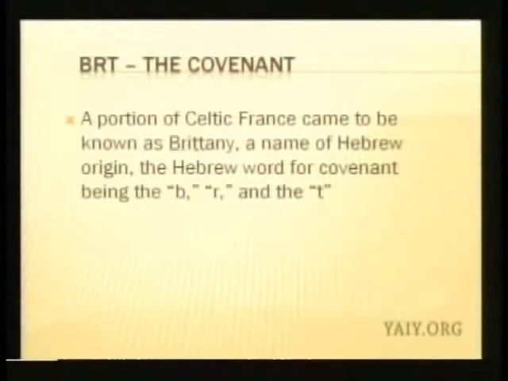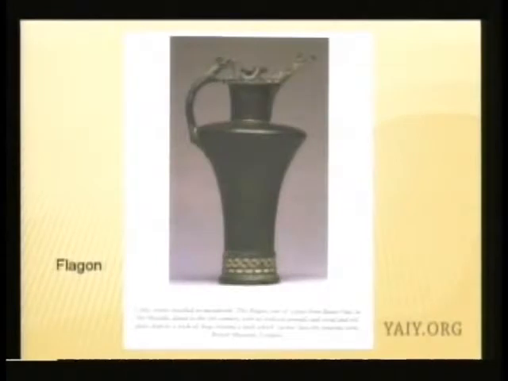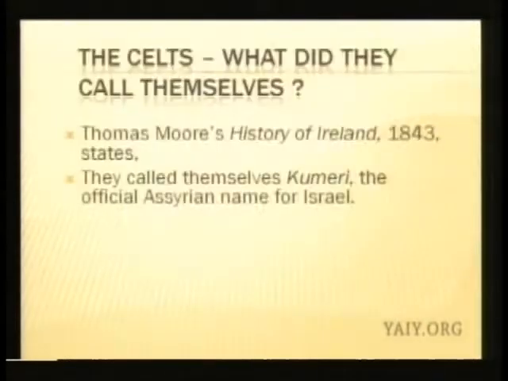BRT, the covenant. A portion of Celtic France came to be known as Brittany, a name of Hebrew origin, the Hebrew letters for covenant being B, R, and T. They had the blessings. Look at that torque that they made out of solid gold. Absolutely beautiful. The flagon, gold inlaid, beautiful. They were not dummies. They had the blessings.